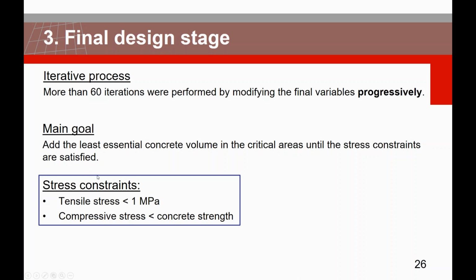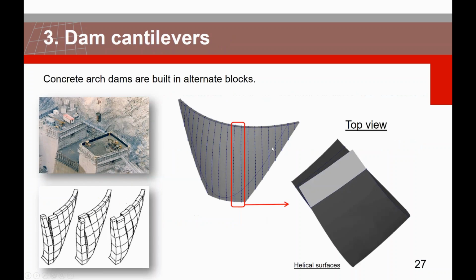And the stress constraints are the same as we saw before, where the tensile stress should be less than 1 megapascal and the compressive stress should be less than the concrete strength of the dam. But before going to the iterations, it's very nice to see some more powerful and automated tools of this process. Because as you may already know, a concrete arch dam is not built as a whole body, but we have to split it in alternate blocks, the dam cantilevers, as you can see in the picture.